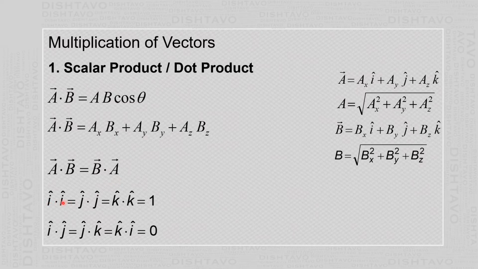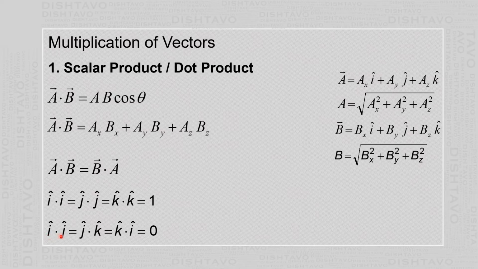Now what is shown here is the dot product of the unit vectors. See, I dot I: the magnitude of I is 1, so this is 1, and the angle between I and I is 0. Cos 0 is 1. That's why it is equal to 1. In the same way, J dot J is equal to 1 and K dot K is equal to 1.